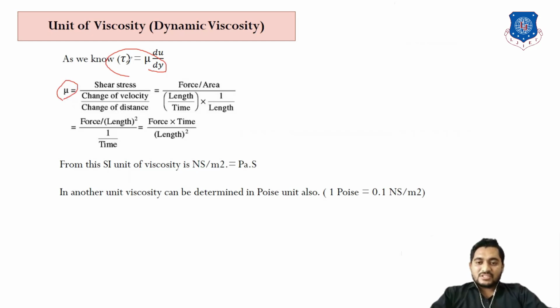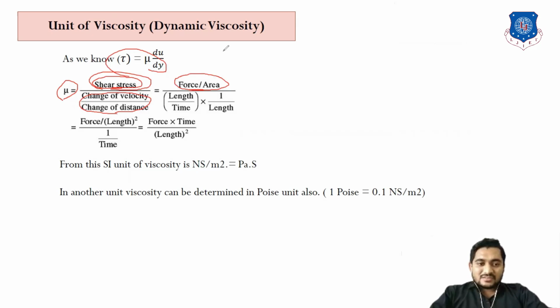So mu is equal to shear stress tau divided by change in velocity divided by change of distance, that means rate of shear strain. Now shear stress, what is the SI unit of shear stress? So the SI unit of shear stress, that means stress is equal to force by area.